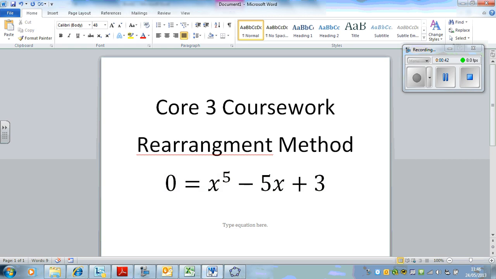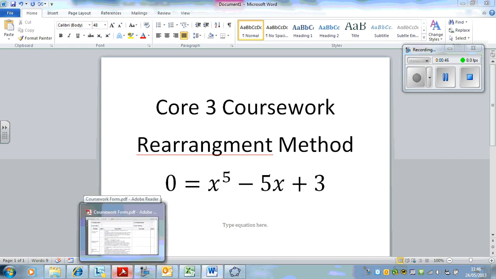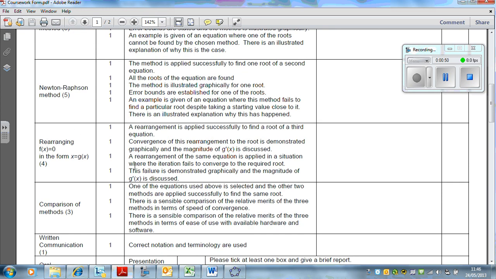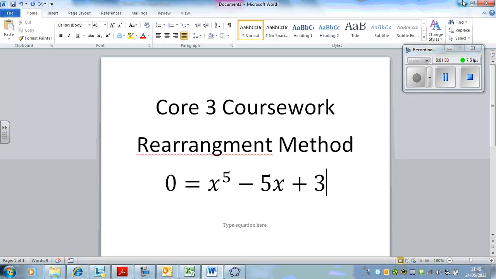Okay, if we look at the mark scheme, Newton-Raphson, rearranging f of x in the form x equals g of x, it's this domain here. So 1 mark, a rearrangement is applied successfully to find the root of the third equation. So let's just, for 1 mark, find a root of the equation using Newton-Raphson, the rearrangement method.